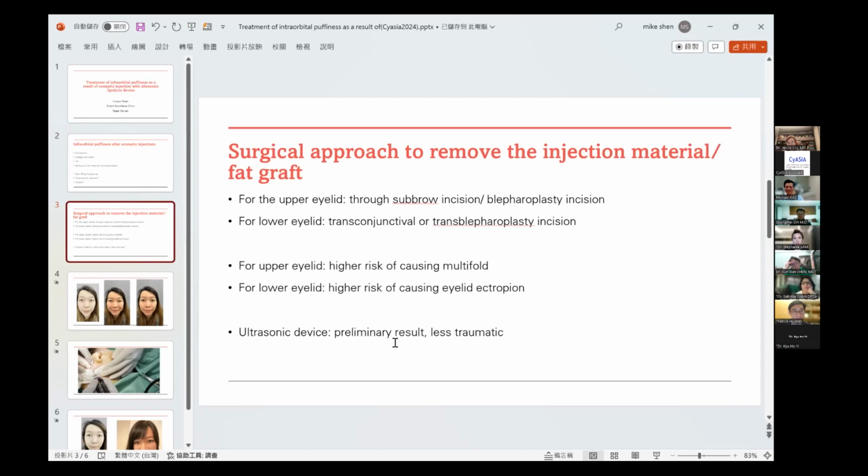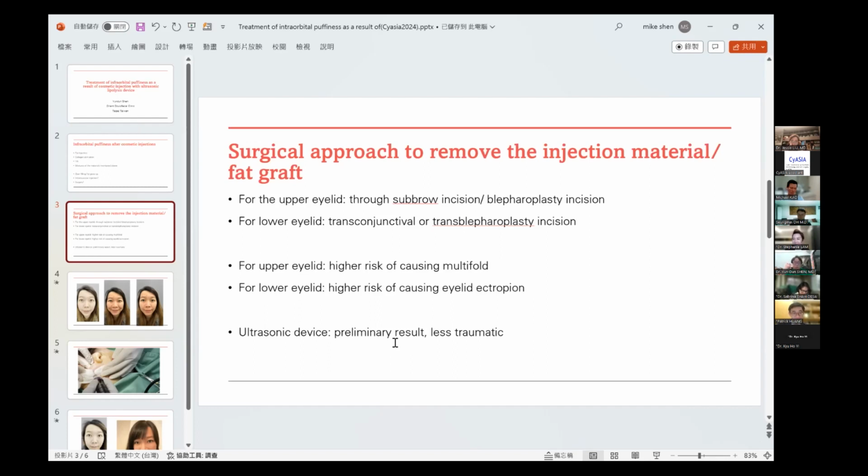For example, if we want to remove the injection material from the upper orbit, usually we make a sub-brow incision and dissect into the submuscular and subcutaneous area to remove the injection material. Or we can go through the blepharoplasty incision, which is of course more difficult. Going through the blepharoplasty incision usually has a higher risk of causing multiple creases, because the surgery can cause some adhesion inside the orbit.